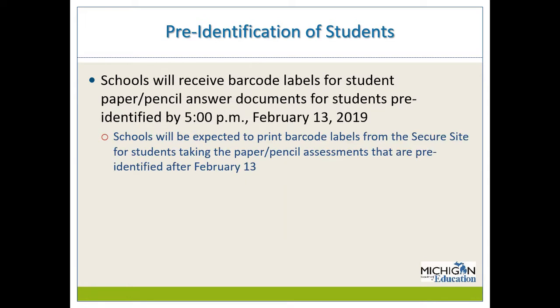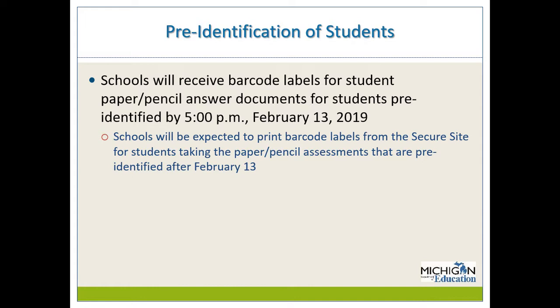Schools will receive printed barcode labels to be placed on the students' paper and pencil answer documents for all students pre-identified by 5 p.m. on February 13th. Barcode labels are required to be placed on each paper and pencil answer document. If a school is testing M-STEP online, there will be no barcode labels needed for those assessments, but the students still need to be pre-identified in the secure site.